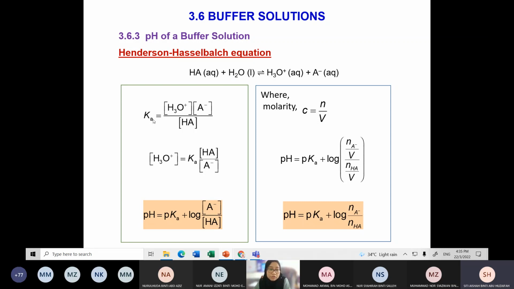It's just that this one you be using Kb lah. Okay, and this one should be OH minus. And this one too should be the weak base. This should be the conjugate acid. Okay, all right. So normally, okay.